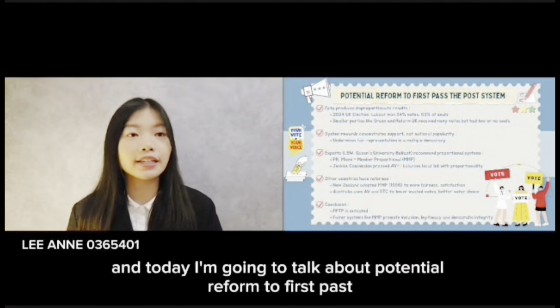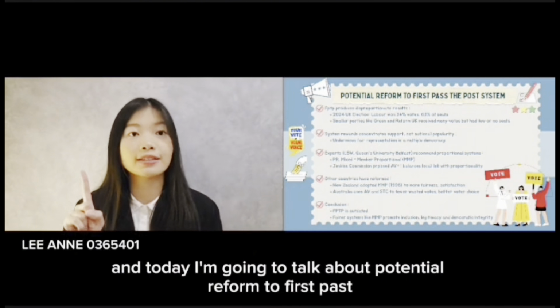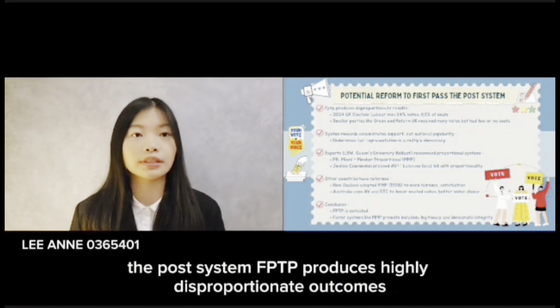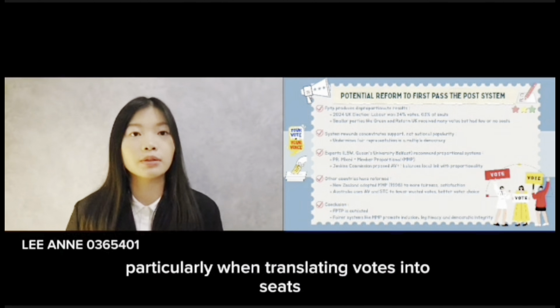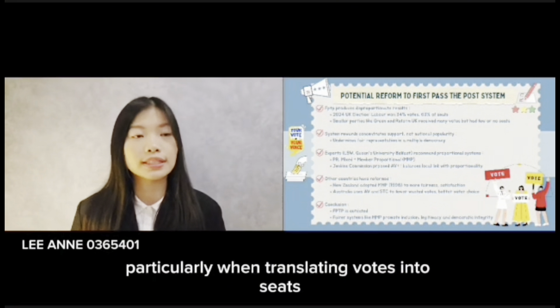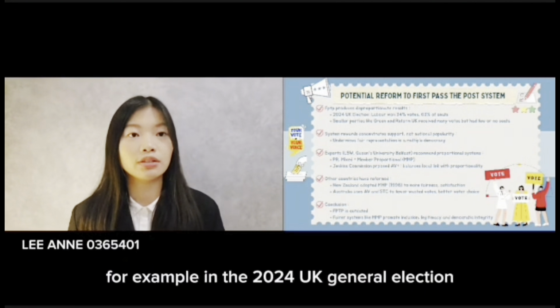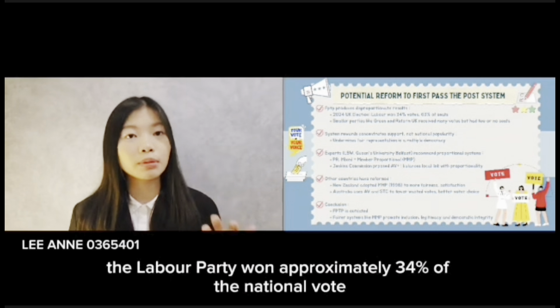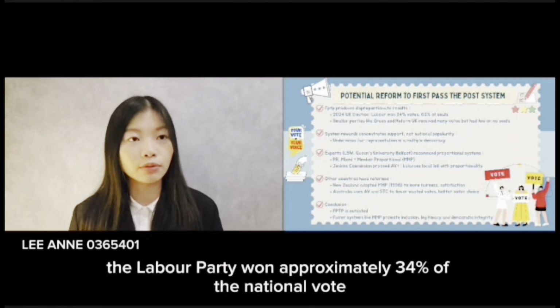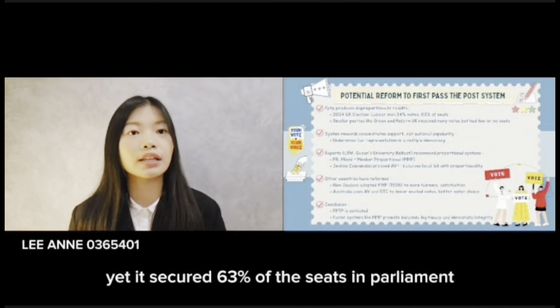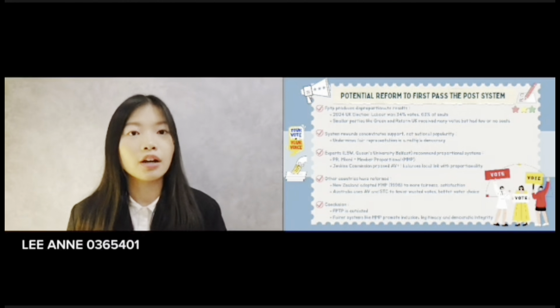Hi, my name is Leanne and today I'm going to talk about potential reform to the first past the post system. FPTP produces highly disproportionate outcomes, particularly when translating votes into seats. For example, in the 2024 UK general election, the Labour Party won approximately 34% of the national vote, yet it secured 63% of the seats in Parliament.